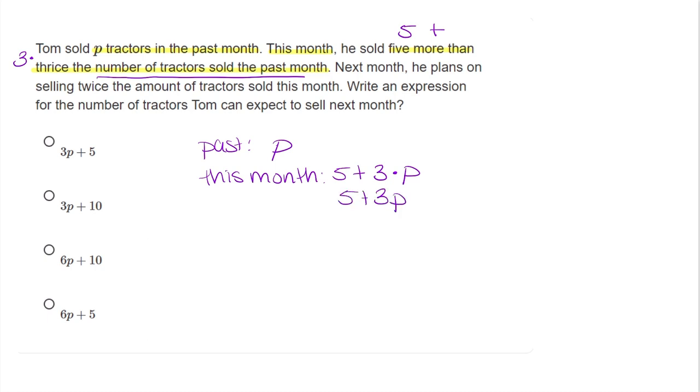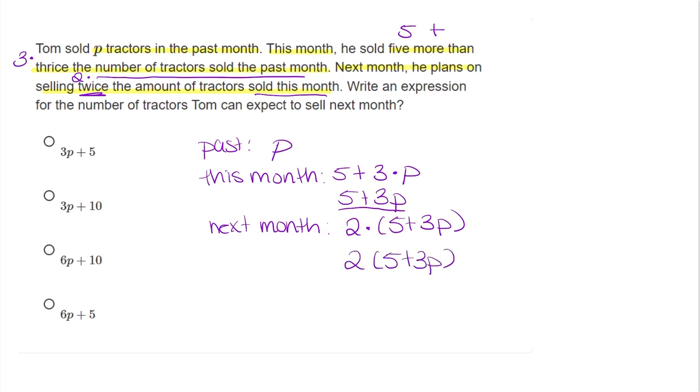So now it says next month he plans on selling twice the amount of tractors sold this month. So now let's talk about next month. So he's planning on selling twice, right? So remember, twice represents 2 times the amount of tractors sold this month. Well, remember this month was 5 plus 3P. So we're going to have to take that 2 and multiply it by all of 5 plus 3P. Okay, that's why I'm putting it in parentheses, because we can't just multiply 2 times 5. We have to multiply 2 times the entire quantity. So since I have 2 times 5 plus 3P, I'm going to go ahead and use the distributive property. So that's going to give me 10 plus 6P.